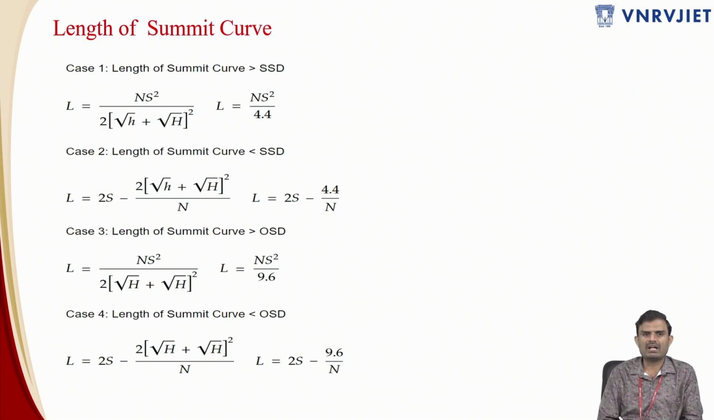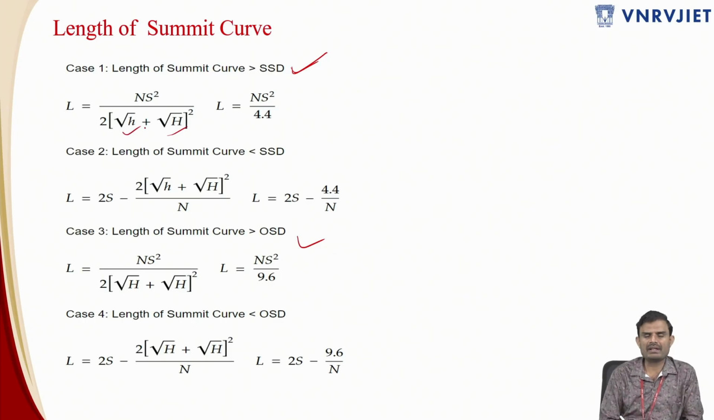So the formulas for calculating the length of the summit curves are given as follows. Because we don't have a problem with respect to comfort, and we don't have a problem with respect to drainage in terms of the summit curves, we have to design only for stopping sight distance and overtaking sight distance. The first one is length of the summit curve L is equal to N S squared by 2 into under root of small h plus capital H.